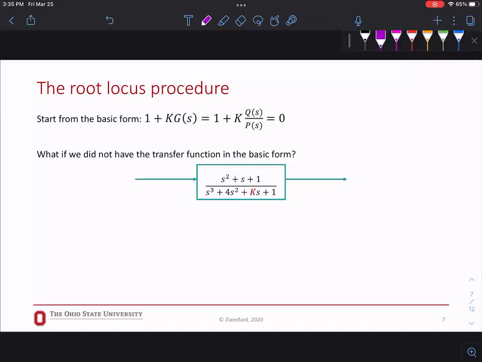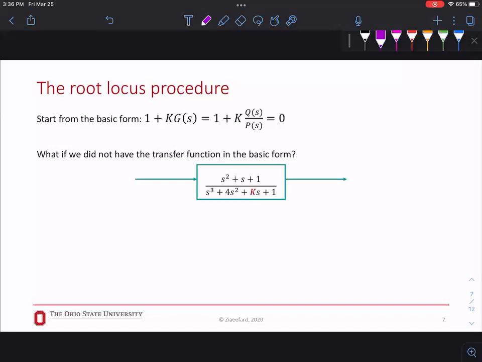Now, again, we already calculated the closed loop of our system, right? So this characteristic equation comes from the denominator of the actual transfer function. Don't forget that. Now, always put it in the basic form. What if it was not in the basic form? What do we do?